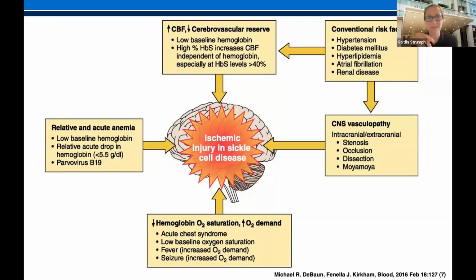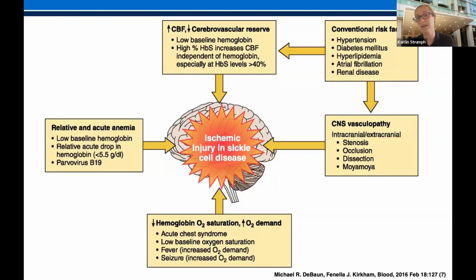Up top, you can see patients who have higher hemoglobin S percentages also have higher risk of ischemic cerebral injury. When we talk a little bit later about hydroxyurea, that's something that can modify that hemoglobin S level, which can potentially help decrease ischemic injury. On the bottom, so when you have drops in oxygen, that can lead to ischemic injury. So things like acute chest syndrome, patients who have fevers and have increased oxygen demand, right? That can also lead to ischemic injury.